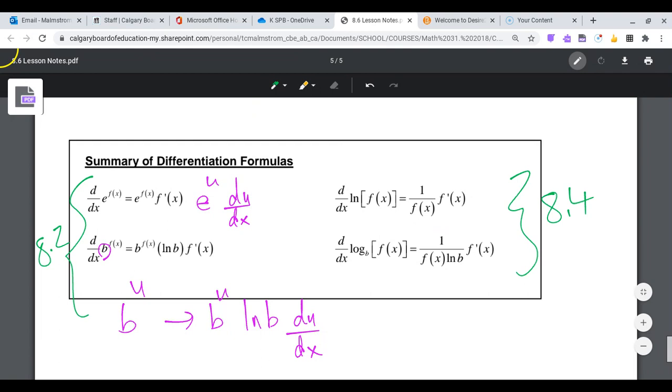So what do we get for logarithmic? We've got exponential, and on this side, we've got what we did with the logarithmic. So the derivative of ln u is 1 on u du dx. And then just be careful if it's log of a base b instead of log of base e. That's it. That's the end.